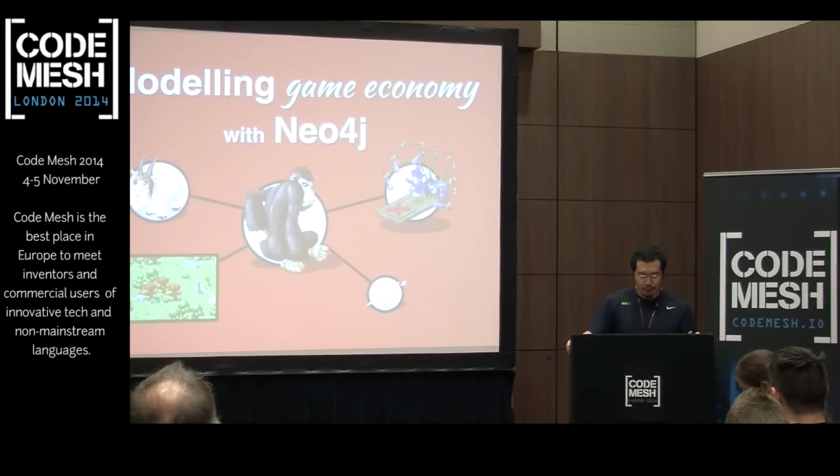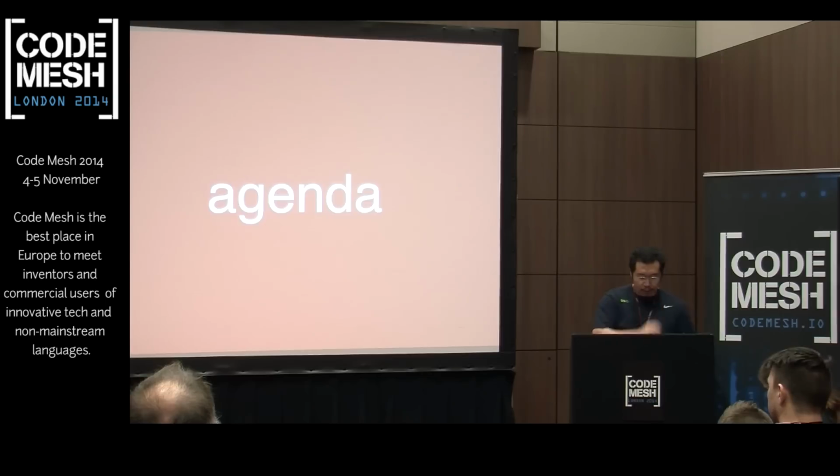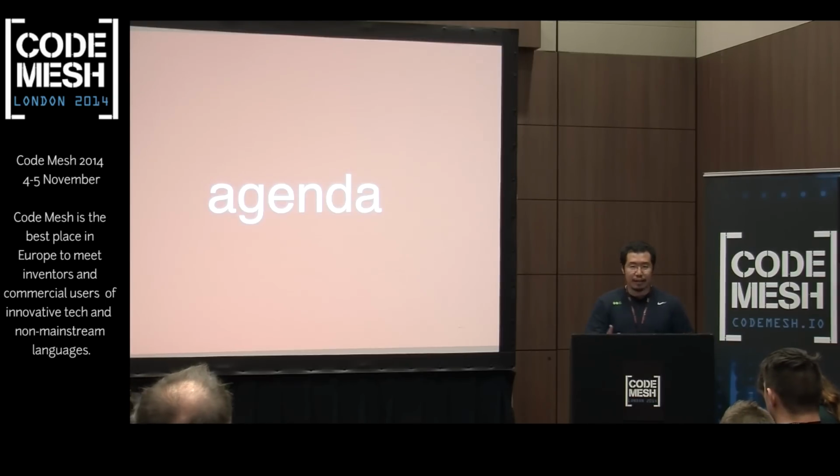This talk is on data modeling with graphs and how we use the graph database Neo4j to help us automate the balancing of a complex in-game economy that we had. We're going to start by spending a few minutes talking about the game itself to lay down the premise of the problem that we tried to solve.